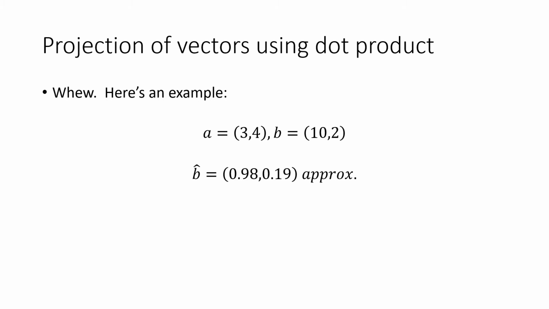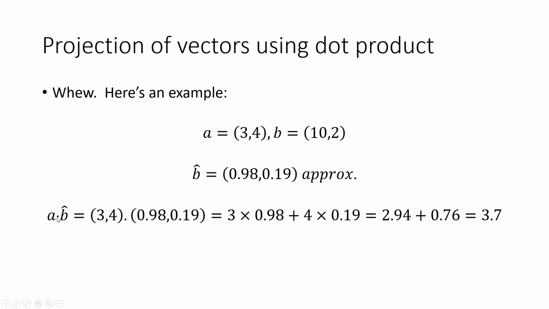Okay, so here's an example. So A is 3, 4, B is 10, 2. B hat, the normalized version of that, is approximately 0.98, 0.19, so scaled down so that it's 1 unit in length. So A dot B hat, take the two vectors, there's a dot product, with 3 times 0.98 plus 4 times 0.19, we end up with 3.7.